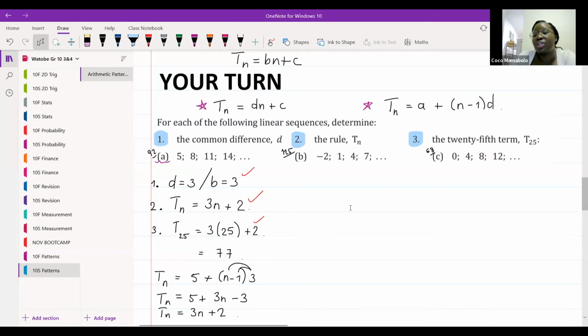All right, let's look at B. I'm going to give you guys another 2 minutes. Remember, we want the common difference, the general rule, and we want T25. You've got 2 minutes, peeps. Let's hash these out because there's something else that I want us to do.